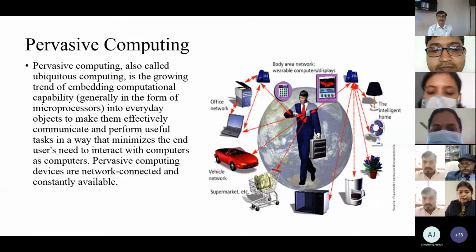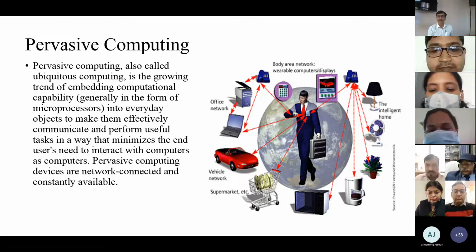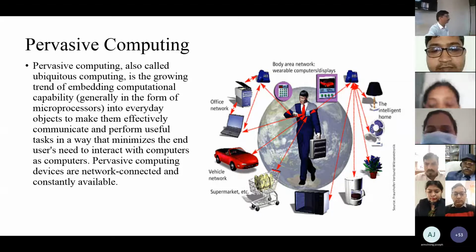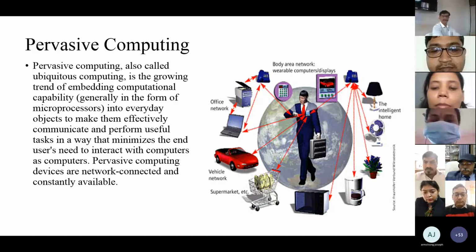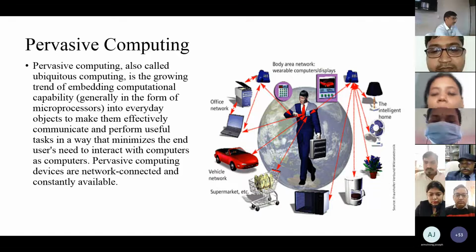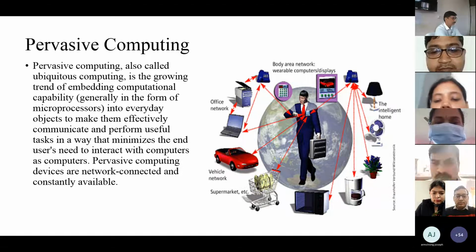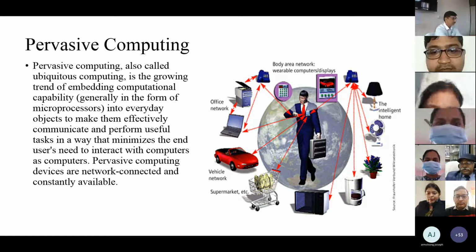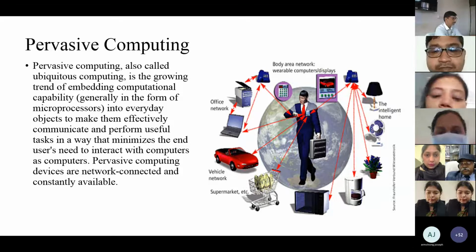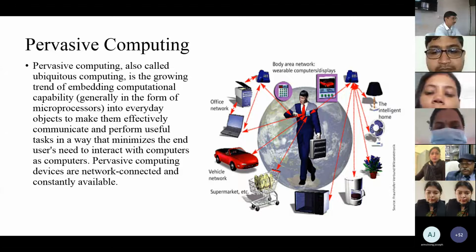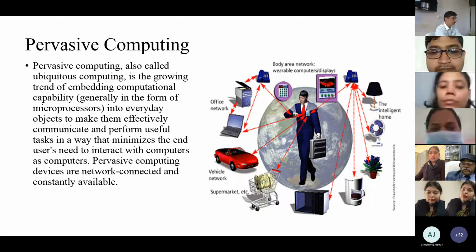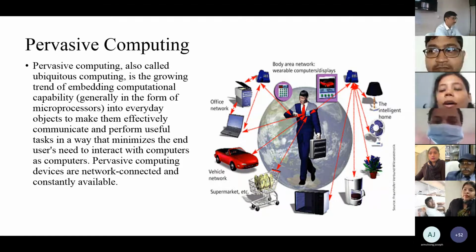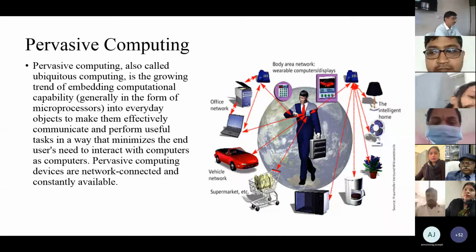comes under pervasive computing. To make them effective, they should be able to communicate among themselves, and they should be able to communicate with the environment and with the users also, and perform useful tasks in a way that minimizes the end user's need to interact with computers as computers. So without reacting to my watch, if I am wearing a smart watch and I am able to get an alarm and get my BP displayed, without pressing anything, without clicking anything, if I am able to get that information, that is nothing but a pervasive computing application.